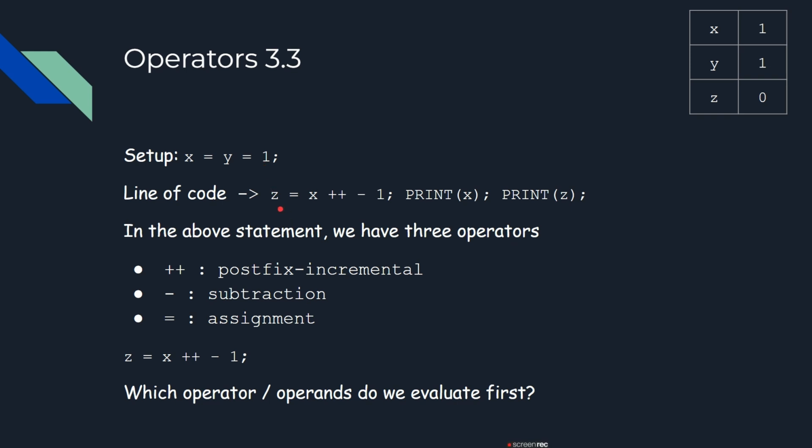The line of code in question is z is equal to x plus plus minus 1 with 2 macro invocation calls. So in the above statement, again, we have 3 operators. We have the postfix increment, which we discussed in the previous slide, subtraction, and assignment. Now, out of these 3 operators, which operator has its operands evaluated first?